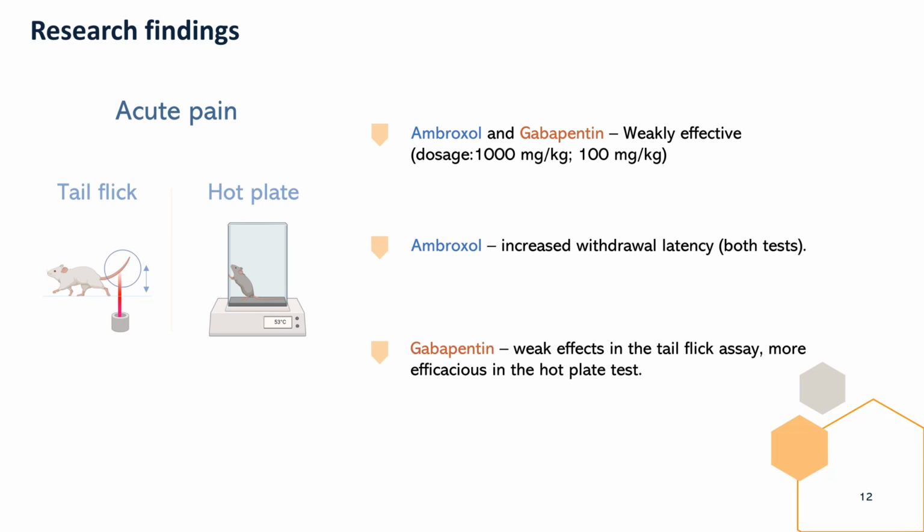Before moving on to figure 2, I would like to discuss some of the results they collected but that were not included as graphs in the paper. They first tested the activity in models for acute pain with the hot plate test and the tail flick assay, where ambroxol and gabapentin were only weakly effective at doses of 1000 mg per kg and 100 mg per kg respectively. In the tail flick assay and the hot plate assay, ambroxol increased the withdrawal latency. Gabapentin showed weaker effects in the tail flick assay but was slightly more efficacious in the hot plate test.